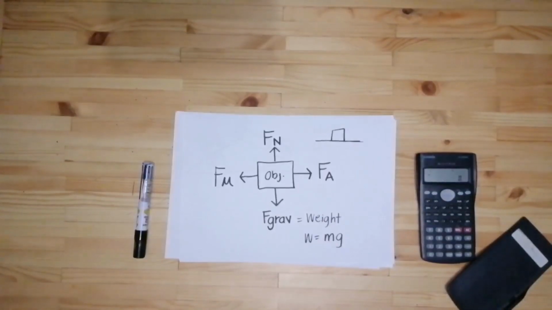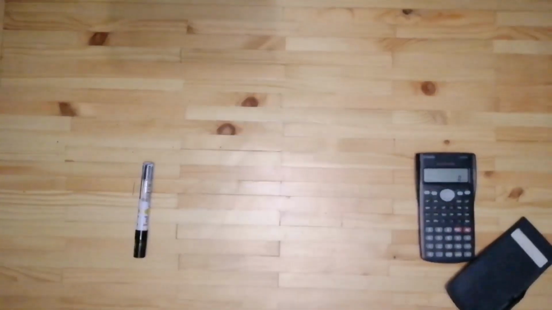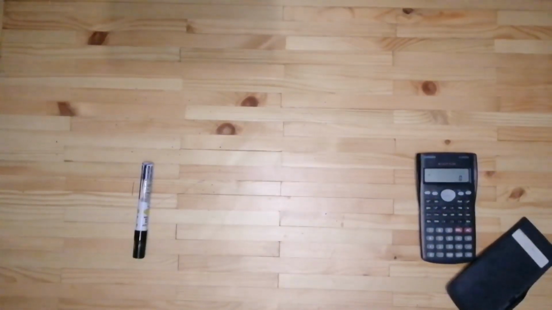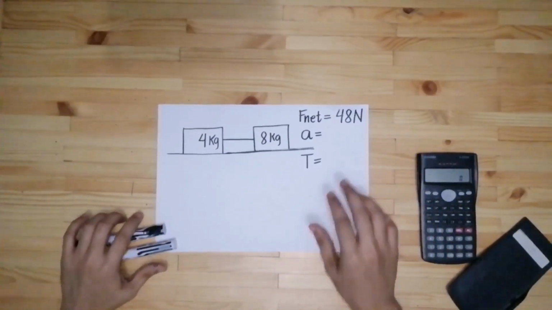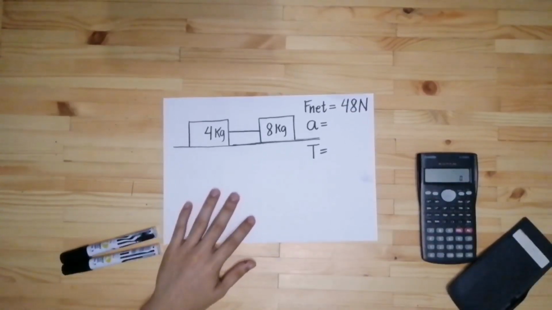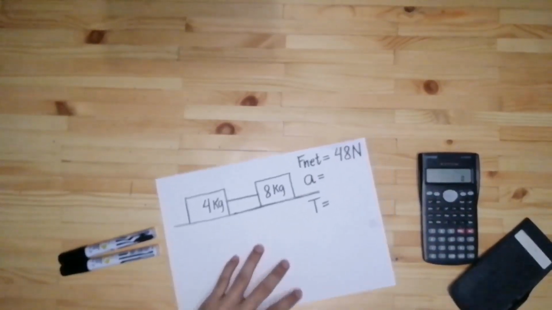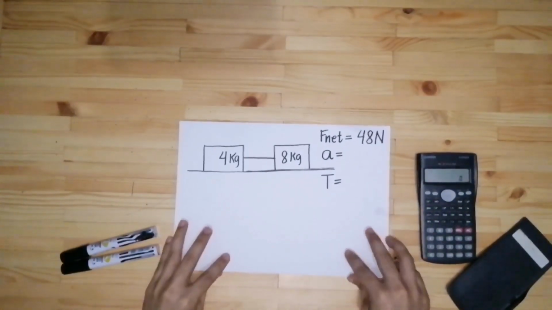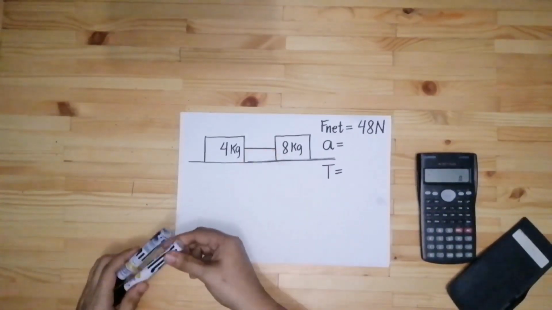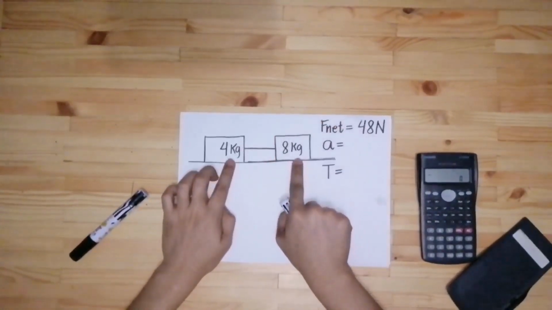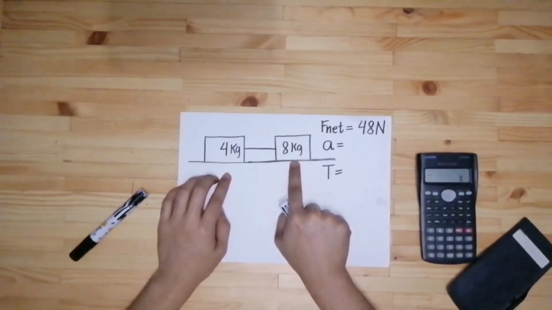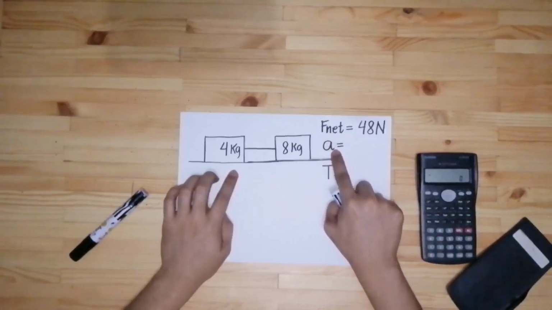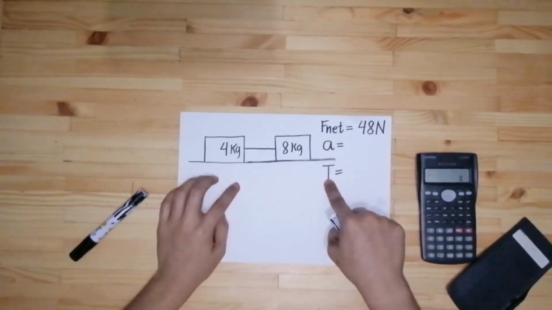Okay, so for you to understand better, let's have some examples. So, the first example that I have here is this. If you notice, we have two objects. Then, we have what we call a tension wire between them. This is a wire between the two objects. What we need to find is the acceleration and the tension force.